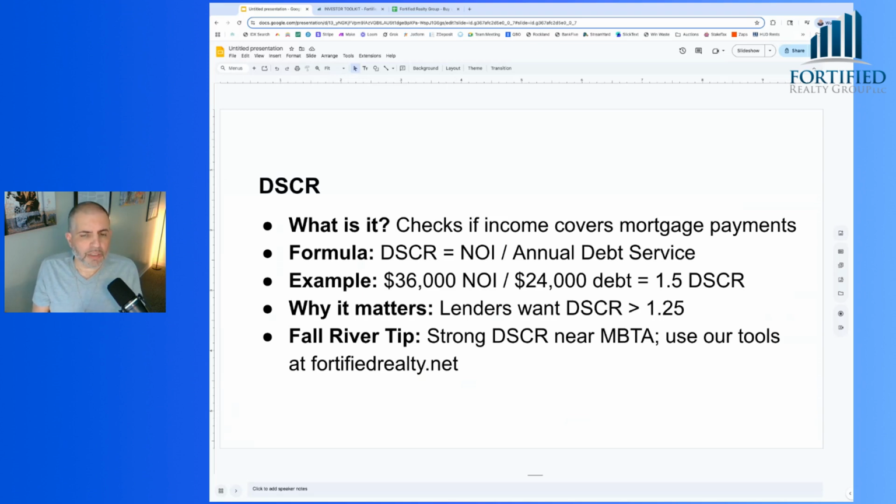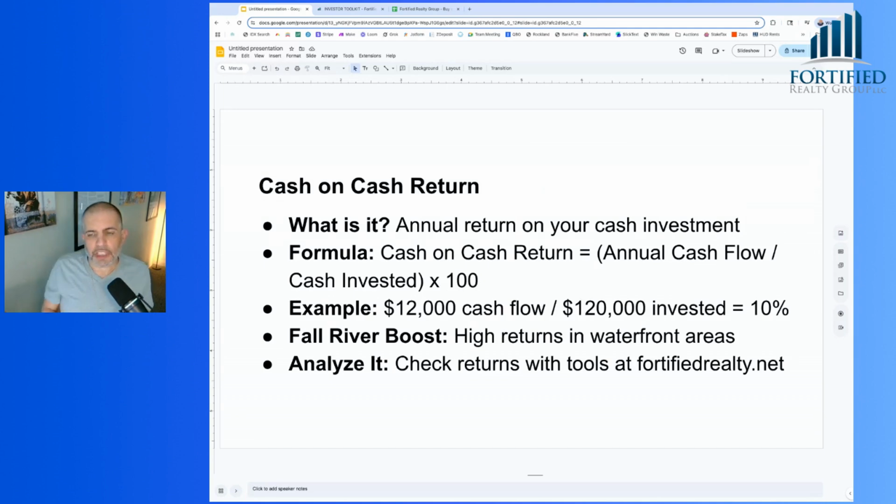Most lenders want to see about 1.25 or greater. If the income doesn't cover the debt, that's probably not a good investment. You have to know these terms and how they all work together. Cash on cash return. Whether you're using debt or paying cash, you're putting money down. If you have to put $120,000 down to buy a property, and it generates $12,000 a year of cash flow, then that's a 10% return on your cash.